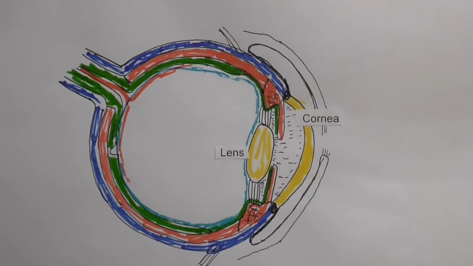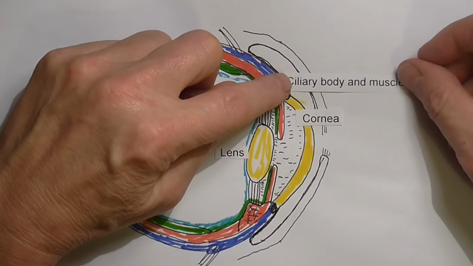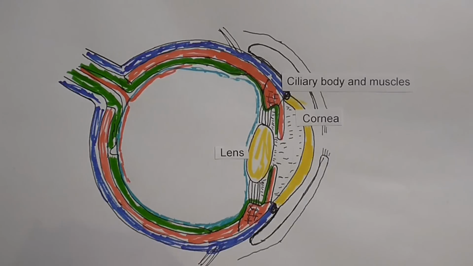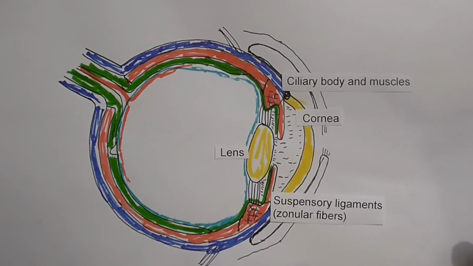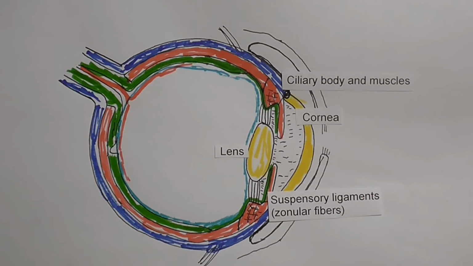which doesn't sound like a lot, but the thing is, the lens is the bit that is flexible. The refractive index of the cornea is constant. So we need the ciliary body and muscles, which are just here. And the lens is suspended by these suspensory ligaments made up of the zonular fibres.